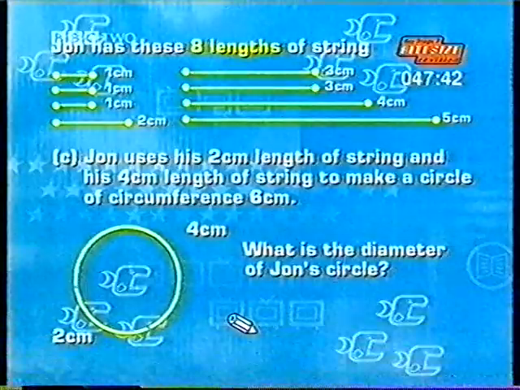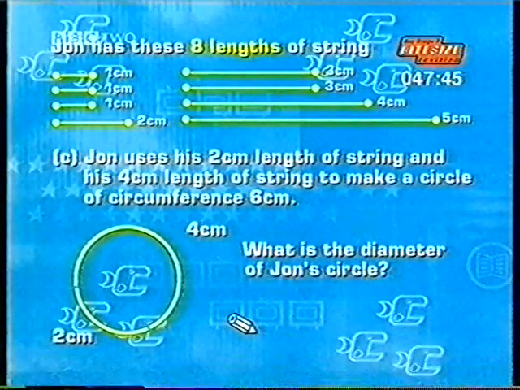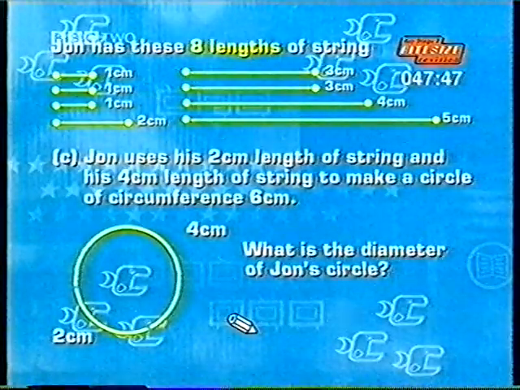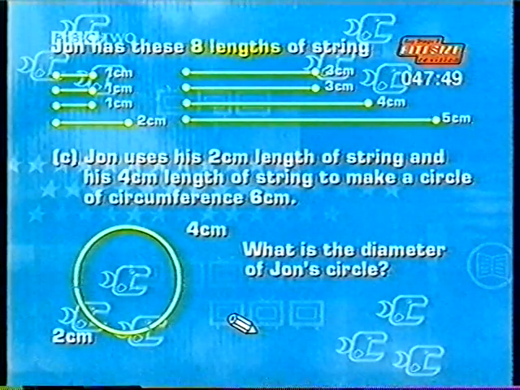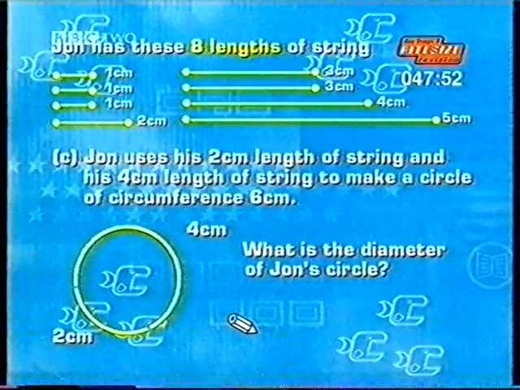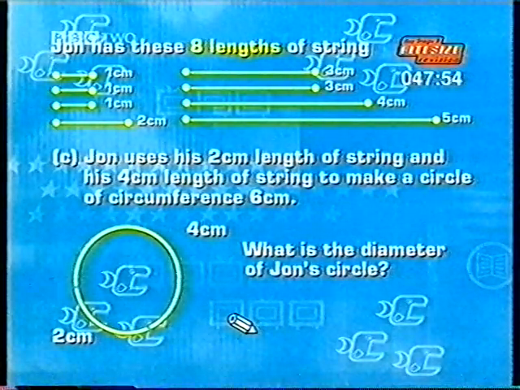Part C. John uses his 2 centimetre length of string and his 4 centimetre length of string to make a circle of circumference 6 centimetres. What is the diameter of John's circle?